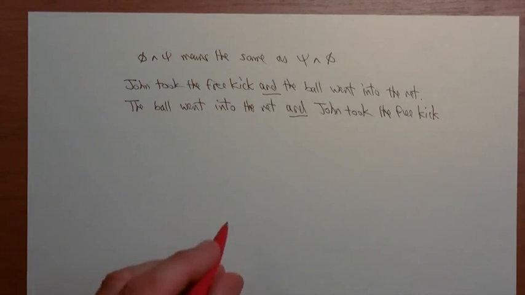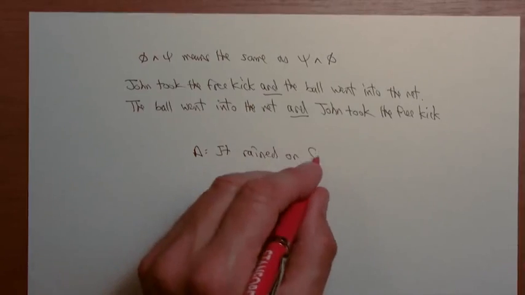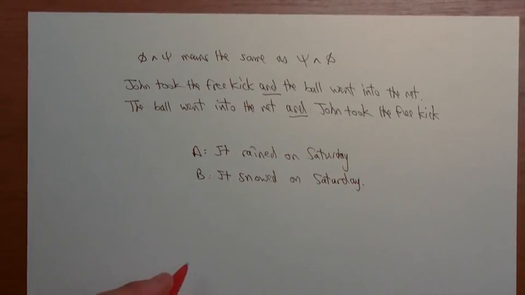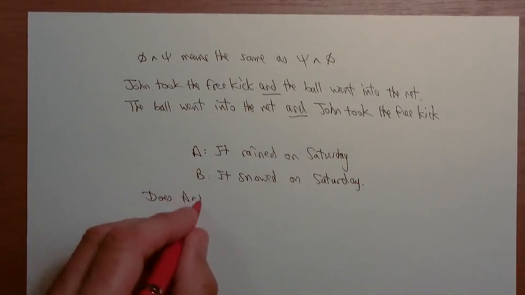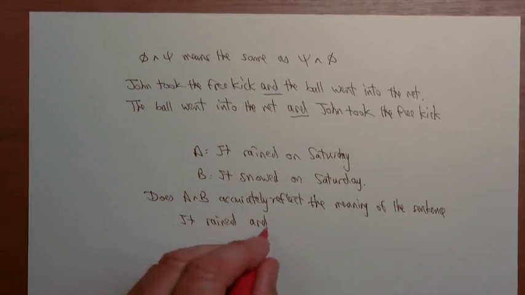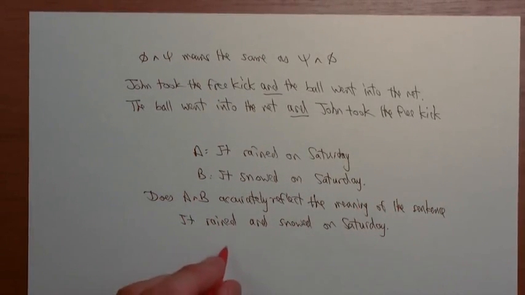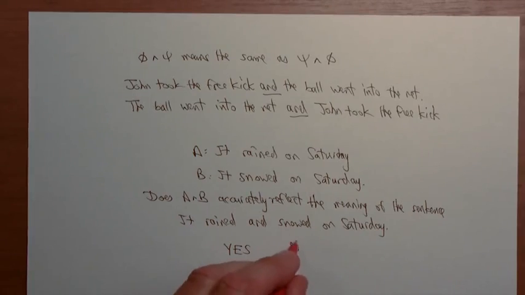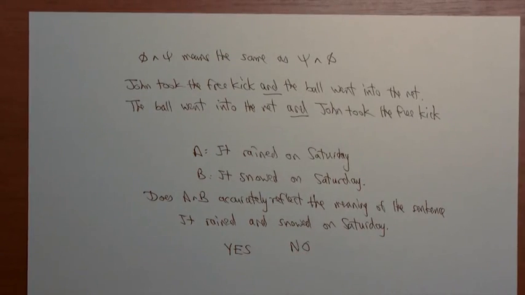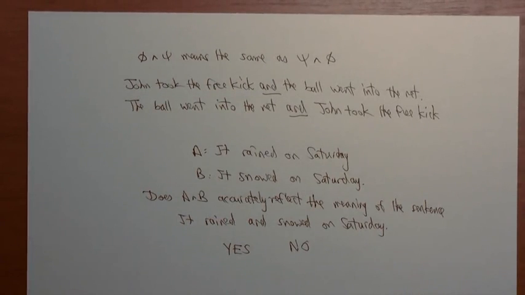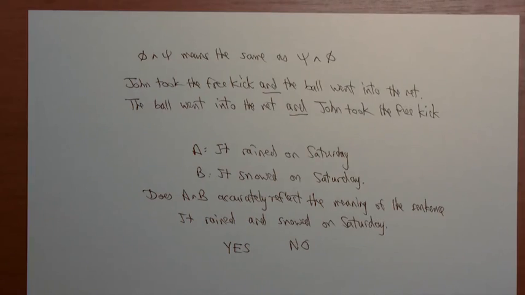Let's see what you make of this one. Let A be the sentence, it rained on Saturday, and let B be the sentence, it snowed on Saturday. Question: does the conjunction A and B accurately reflect the meaning of the sentence, it rained and snowed on Saturday? Well, what do you think? Yes or no? Although I can think of situations in which the answer would be no, in general, I would be inclined to say the answer is yes.